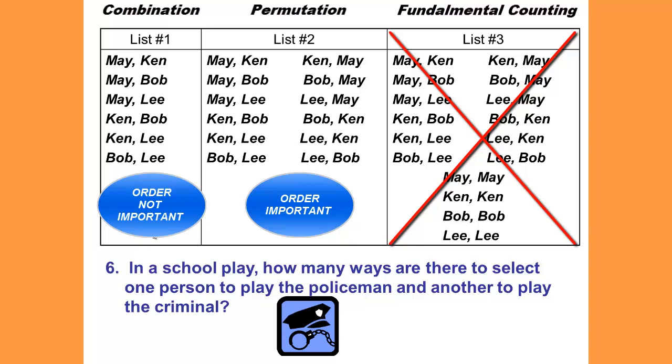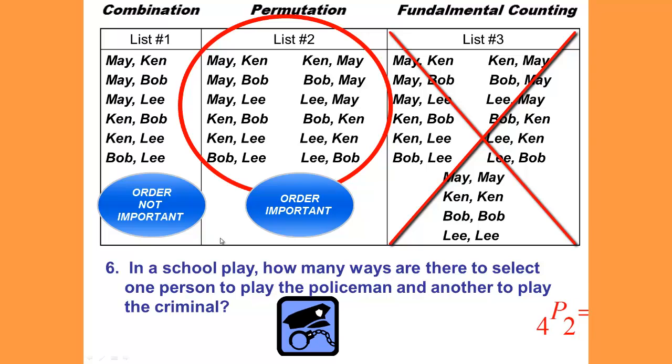If there are what I call, and I put this in quotes, job titles, then order is important. If order is important, then we have a permutation, and that is list 2. And since we have a list 2 here, that is 4P2 or 12.